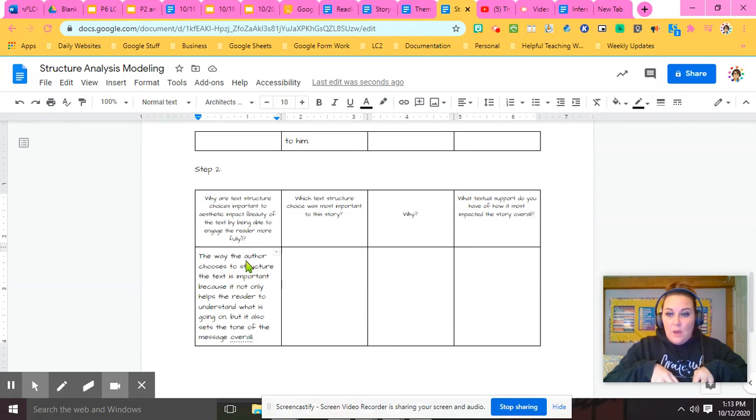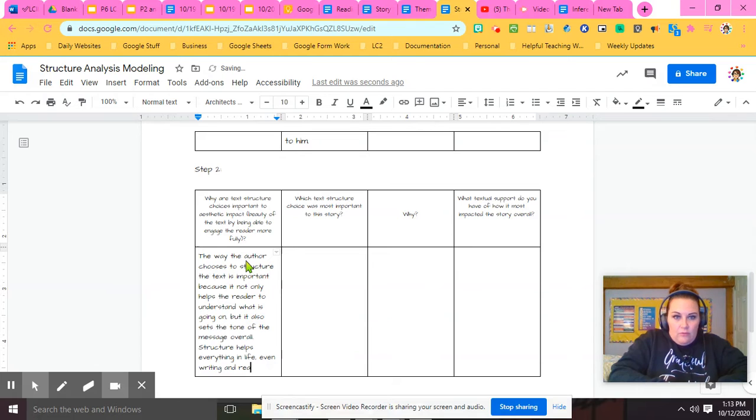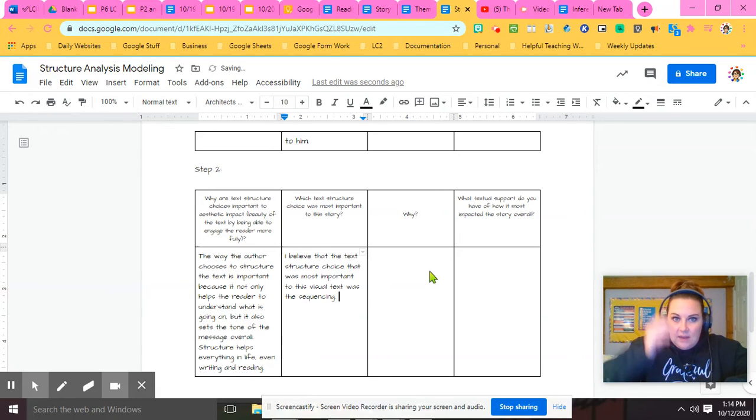That's a much different tone than if you were just talking about sequence and how things happen in order, right? So it helps us to better understand because there's structure. Structure helps everything in life, even writing and reading. We all need structure in our lives. So the authors choose to structure it a certain way because they're trying to get something across. So now I need to decide which text structure choice was most important. I believe that the text structure choice that was most important to this visual text was the sequencing.